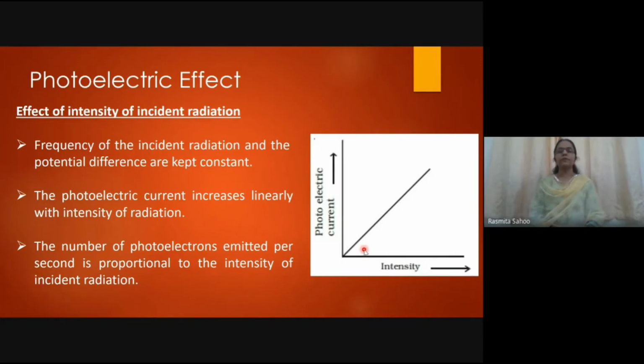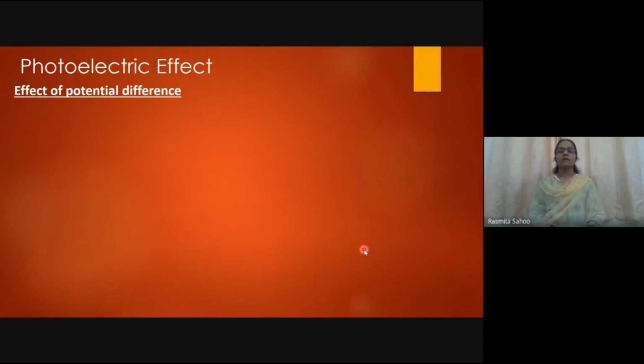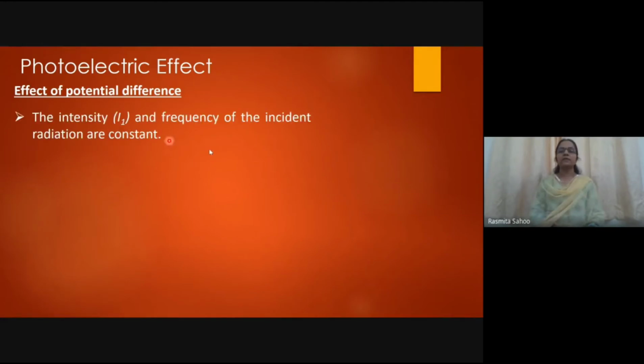The second graph we will see is the effect of potential difference. As I have told you, there is a rheostat attached to the circuit, so by changing its value they can change the potential difference. Here, initially they kept the intensity at a particular value I1, and the frequency was also kept constant.